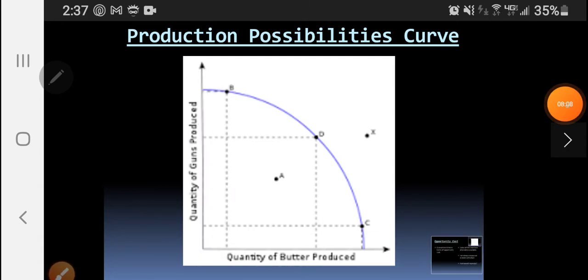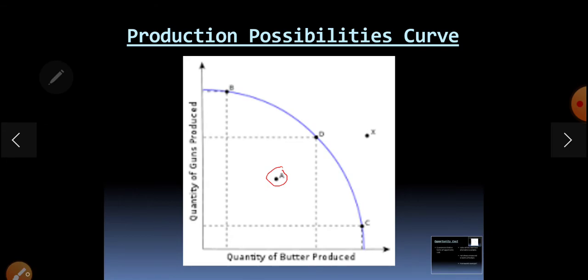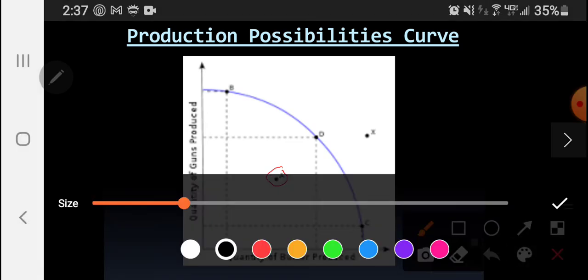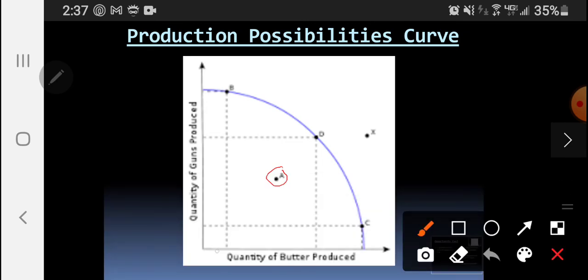Okay, let's do another one. Let's do point A, which I will circle right here. And let's look at the amount of butter that we can produce. So we're going to start at 0, and we're going to go right until we're directly underneath, or about even with that point, point A. Okay, and we're going to do the same thing with guns. We're going to start at 0, and we're going to go as far up on the y-axis as we can go until we're about even with point A, which is right there.